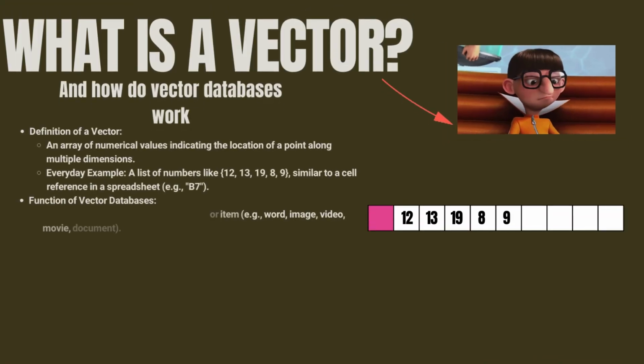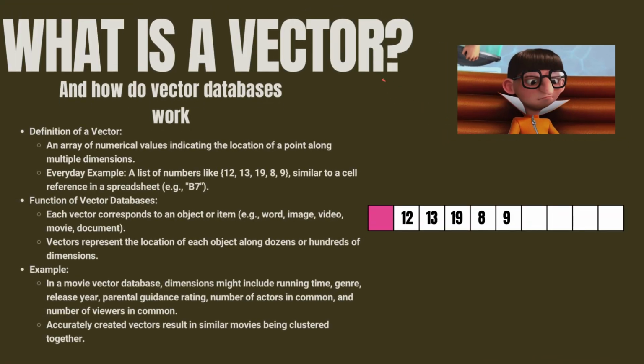So now, what is a vector and how do vector databases work? Well, the definition of a vector is like an array of numerical values indicating the location of a point along multiple dimensions. You could think of it like a list of numbers, like 12, 13, 19, 8, 9. And the function of a vector database is that each vector corresponds to an object or item, like a word, an image, a video, a movie, or document. Vectors represent the location of each object along dozens or hundreds of dimensions.